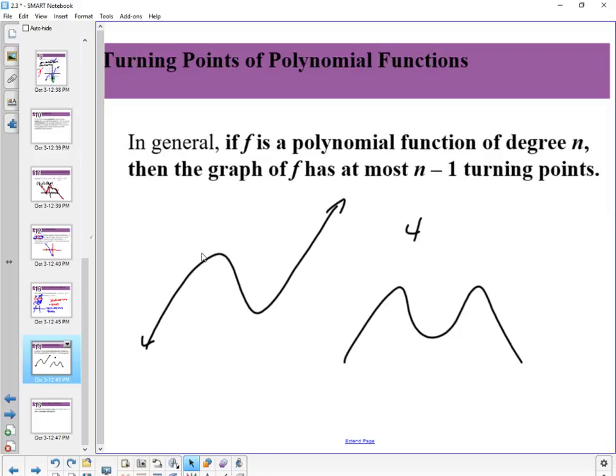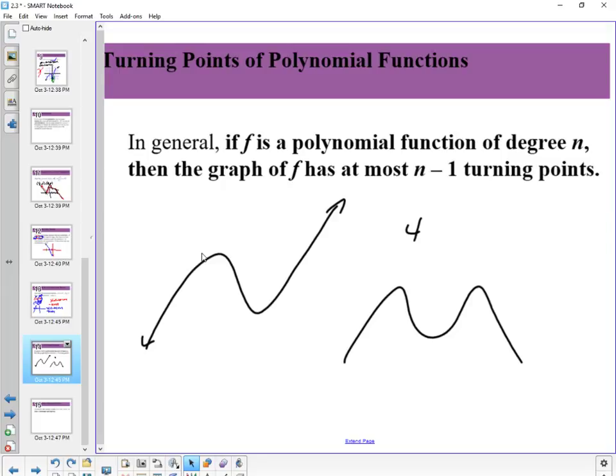So if it's a fourth degree polynomial, how many turning points should I have? 3. If it's a 10th degree polynomial, it's just 1, and then you have 2, and then you have 3.